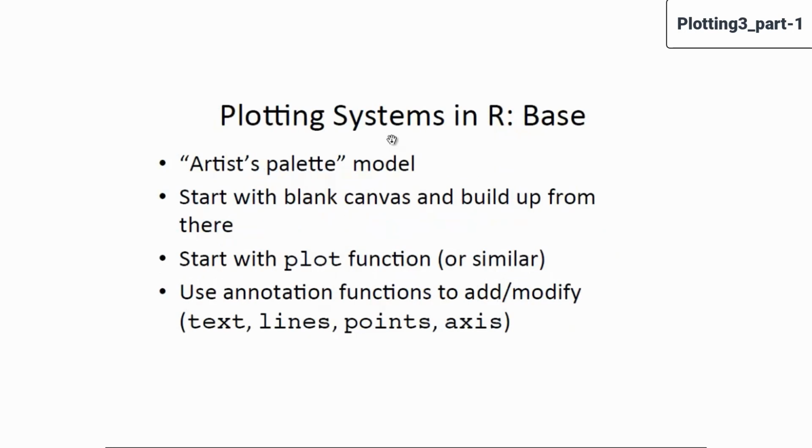So plotting systems in R, the base system. Like I explained to you earlier, it is like the artist palette model, the palette an artist uses to draw his paintings. So it starts with a blank canvas, and it builds up from there. It starts with the plot function or similar. So you can use annotation functions to add or modify text, lines, points, axes, etc.